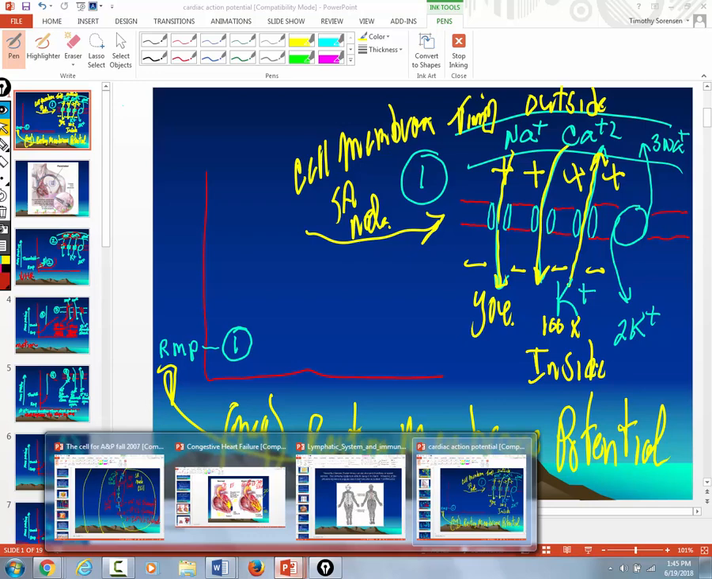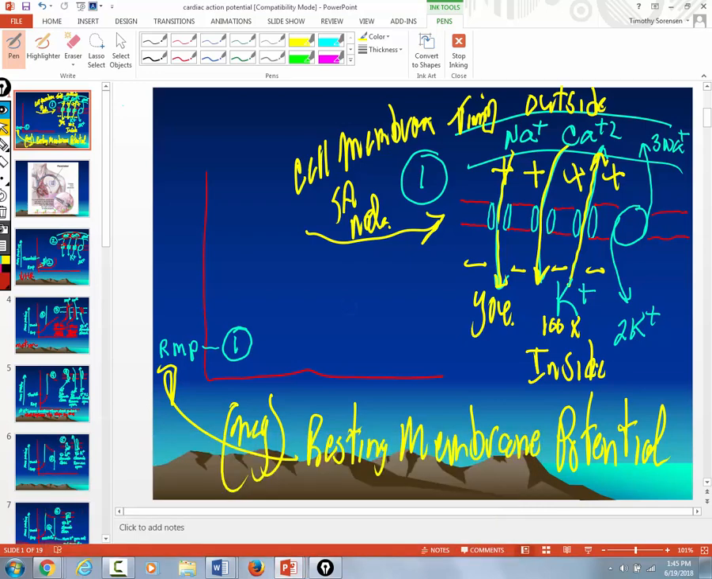Who's following this so far? Guys? Yes or no? I'm just going to keep going. So watch. Once it reaches its resting membrane potential, these little leak channels become less leaky and potassium stops leaking out. Are you following me? That's how you get that resting membrane potential. Potassium leaks out until there's a critical charge inside that cell membrane, and once it's reached, potassium stops leaking out.